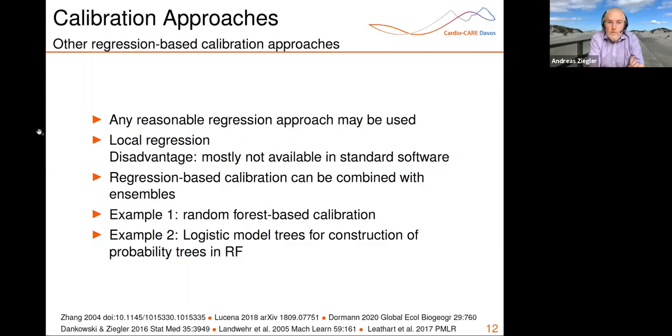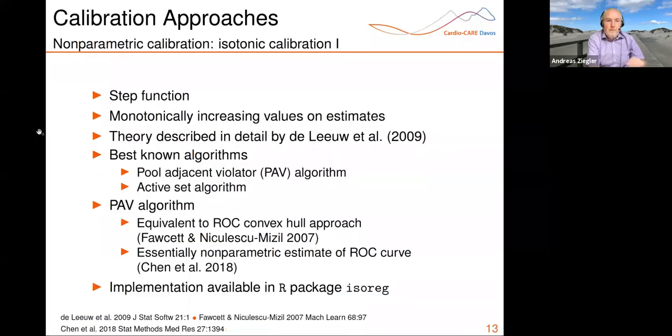One is the random forest-based calibration approach we published 5 years back in time, and the other one is the logistic model trees for construction of probabilities in random forest, and it's also given in one of the references at the bottom.